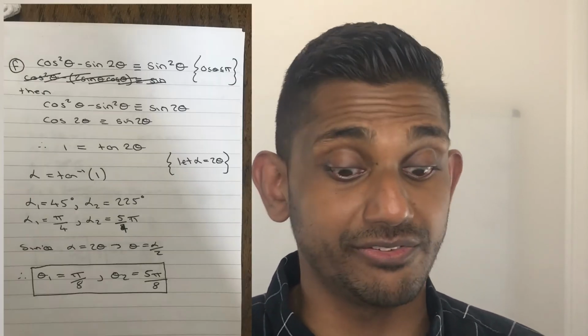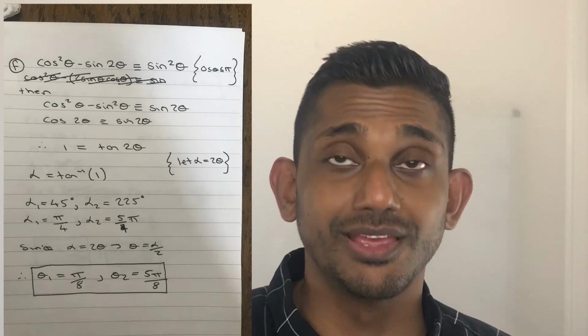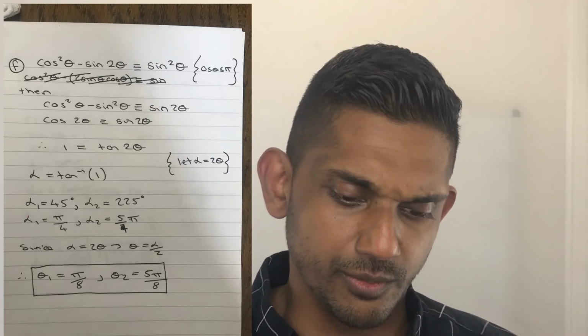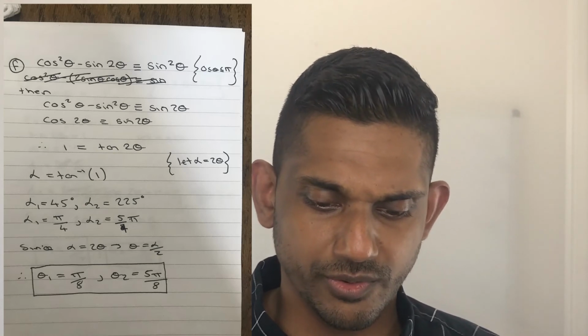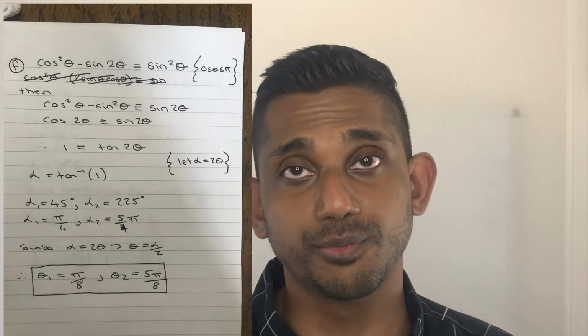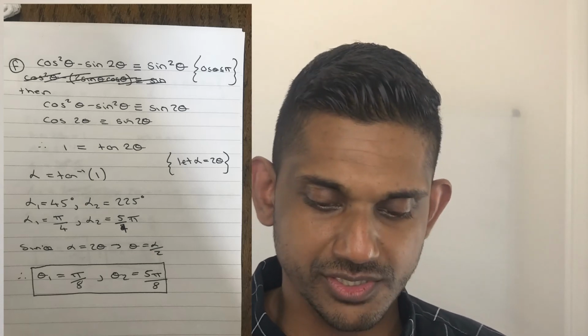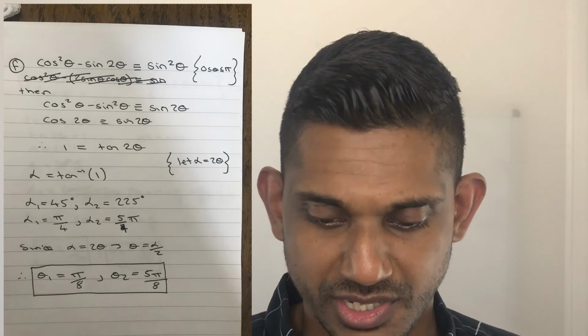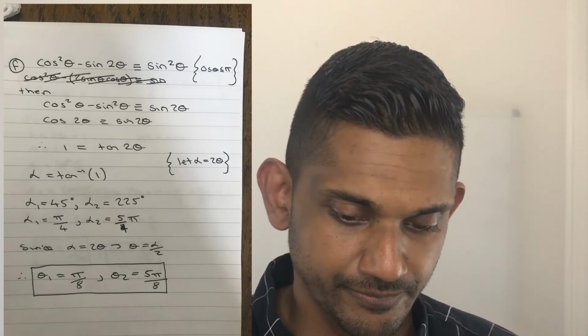F was a bit different. This time we had to go from the single angle to the double angle, otherwise we couldn't solve it. So once I've got cos 2 theta equals sine 2 theta, I could put it in terms of tan, figure out my answers, and then remember to put it back in terms of theta because I've made the substitution there again that alpha is 2 theta.